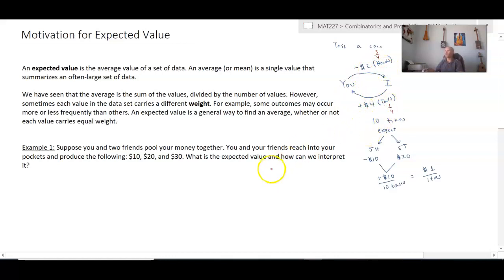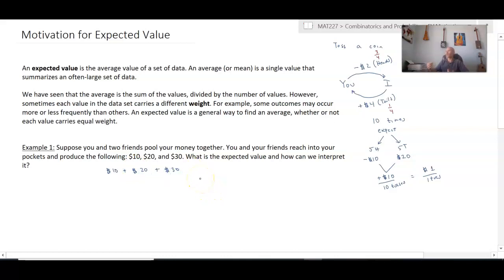Let's come back to this example and go back for a moment to the idea of just an average. And really interpreting what this average actually means, other than to say it's the middle value or it's the sum of the values divided by the number of values. Suppose you and two friends pool your money together. You and your friends reach into your pockets and produce the following: $10, $20, and $30. What is the expected value and how can we interpret this? Well, there's one instance of $10, there's one instance of $20, and there's one instance of $30.